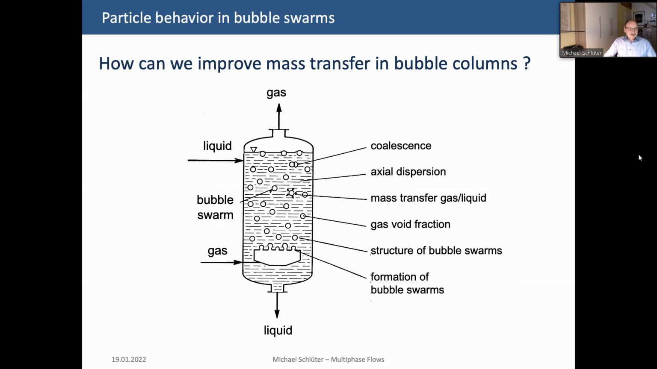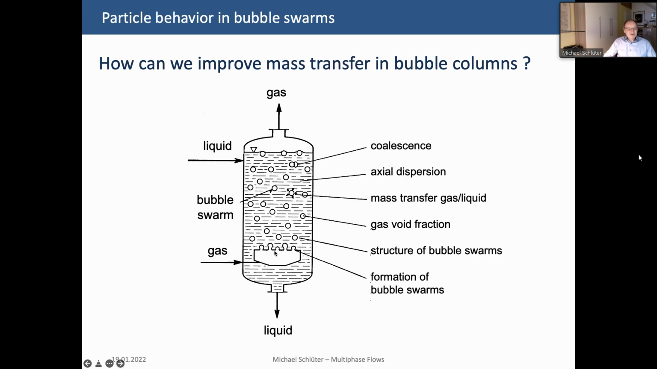And I guess you already know this from this lecture. So here's once again this picture of a bubble column where the bubbles are formed here at the bottom. Then we have bubbles that are rising in a certain structure of swarms through this column. We have a certain gas void fraction. We have the gas-liquid mass transfer. Here we have an axial dispersion of gas in the system, and coalescence and breakup takes place for these bubbles. So this is how the system looks like.